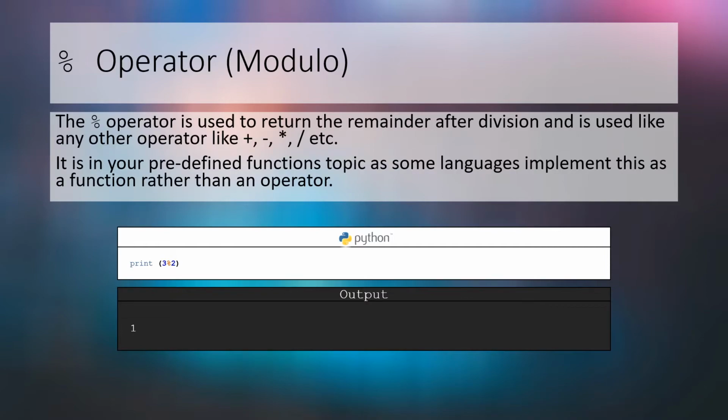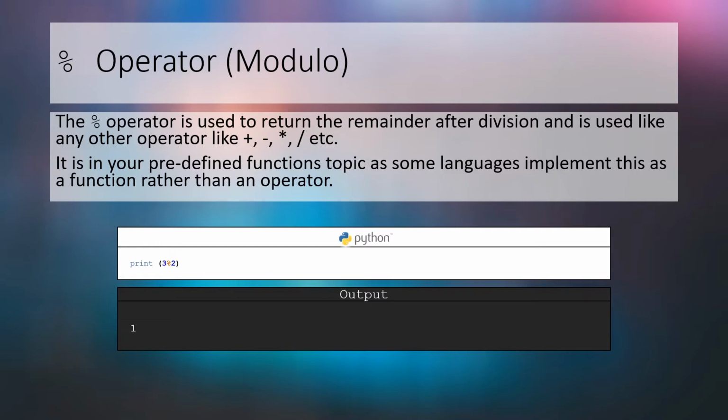We also have the modulo operator, which is used to return the remainder after division, and it's used like any of the other operators we might have used at National 5 level. Some programming languages implement modulo as a predefined function, and that's why it's in this topic, but it's really no more difficult than using any other operator like you would have at National 5 level.